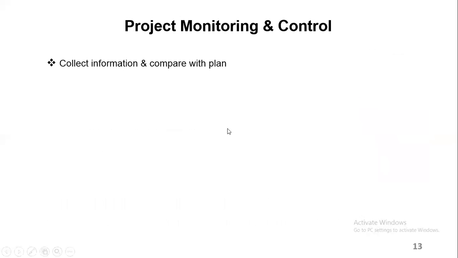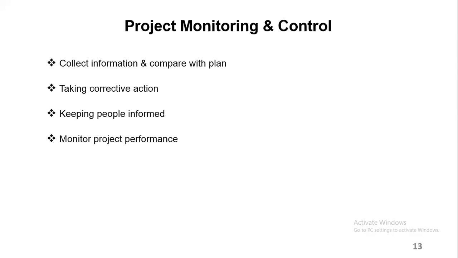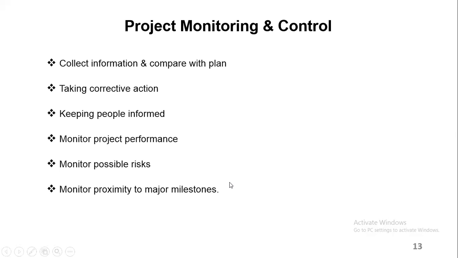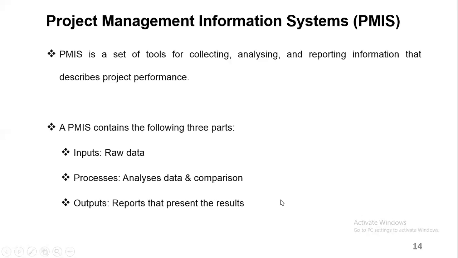When you are doing your monitoring and control, you need to collect the information from different people that are working on the project. And then you compare it with the plan. You make sure everything is going accordingly. You need to take corrective action where it's required. You need to keep people informed, so your communication is very important. And then you need to monitor the project performance. You need to monitor those risks that you have identified also. And if there are new risks that are coming up, you need to identify them as soon as possible. And then you also need to monitor the proximity to new milestones.